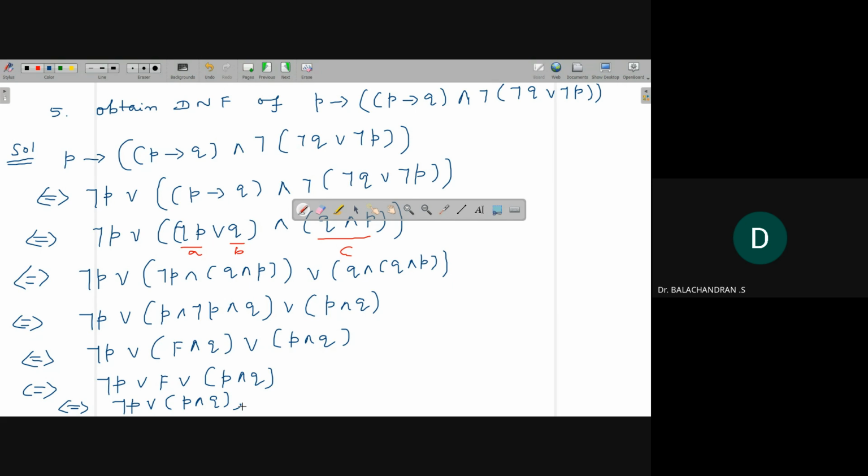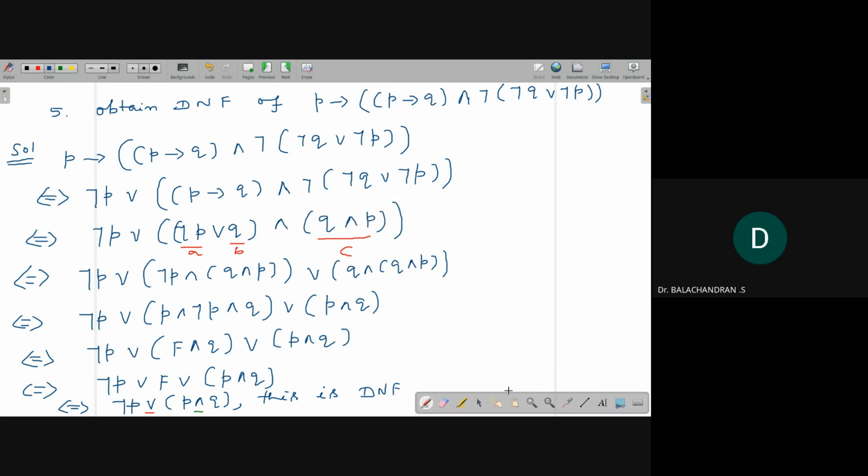So which is what? Actually, this is sum of product. This here have sum. Okay, this is what? Product. So this itself a product. Okay, so this is DNF of a given formula. Okay, now for the same problem, I am going to find the CNF. Okay, that is the next problem.